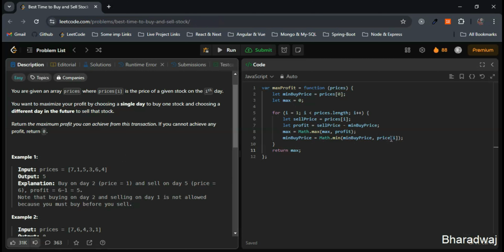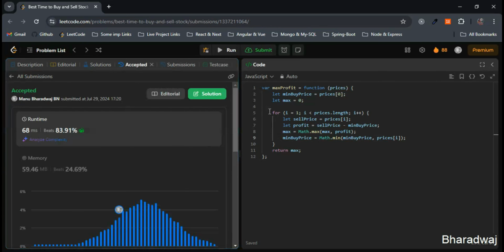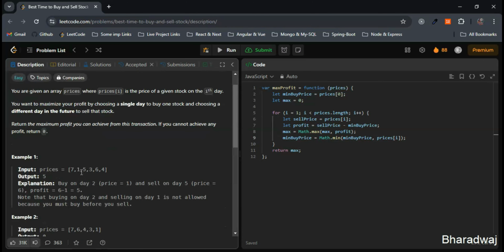So yeah, here I have mentioned prices, right? So I'll just give prices. Let me format this once and let me hit the submit again. So yeah, this is correct, right? So now let's take this example and understand what is happening.